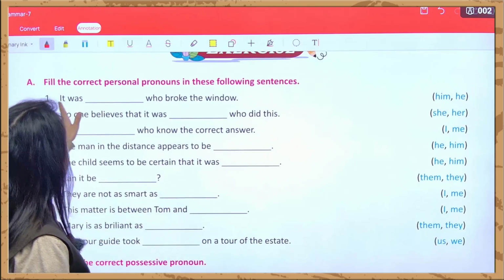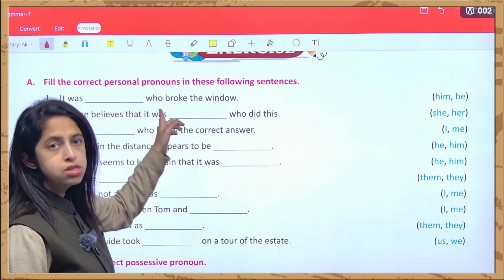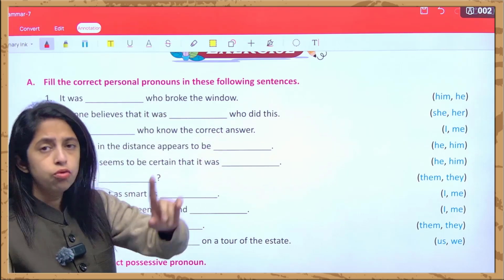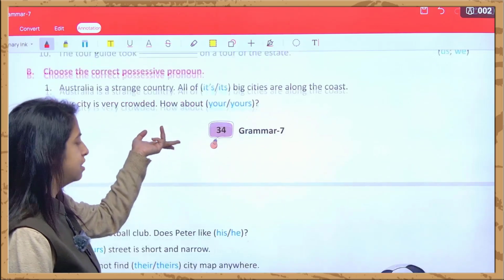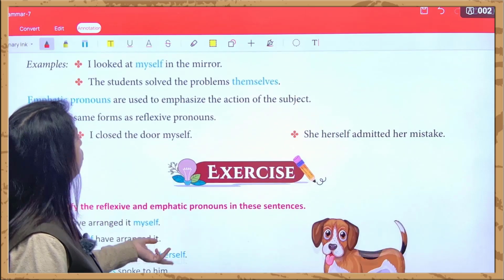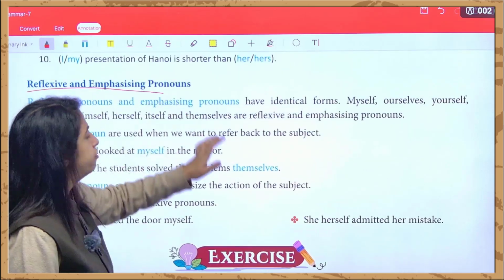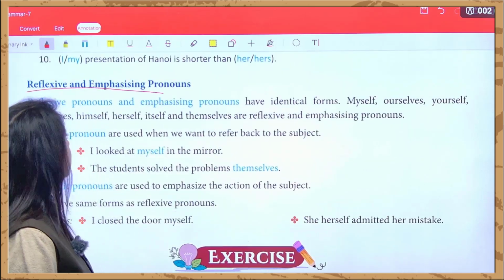देखिए एक बात ध्यान रखिए, it was dash who broke the window. It was हम दोनों बात कर रहे हैं, it was he जिसने क्या किया, window को break किया. Similarly, you can complete all these exercises on your own. Now, moving on to what? Moving on to reflexive and emphasizing.